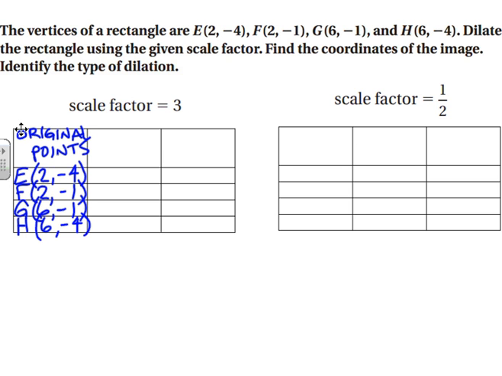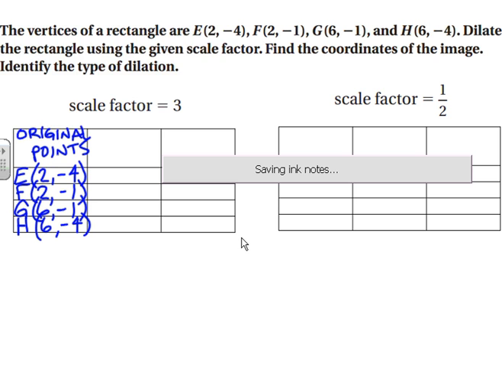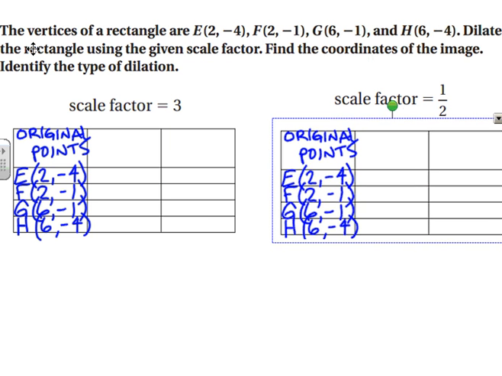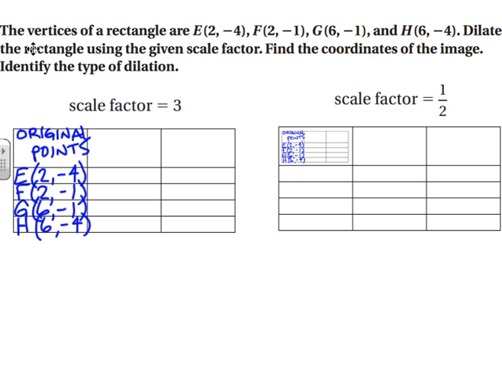And I know that I'm going to need those same points again, so I'm going to take a moment and copy them. And then that way they'll be ready when we're ready for the second one. All right, the dilation that we're going to do is the scale factor of 3. So we're going to do x times 3 and y times 3, both of our coordinate values.